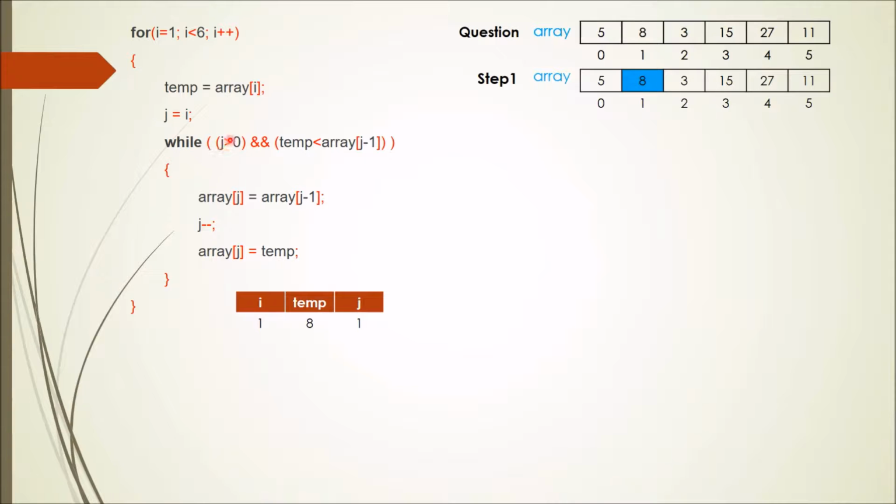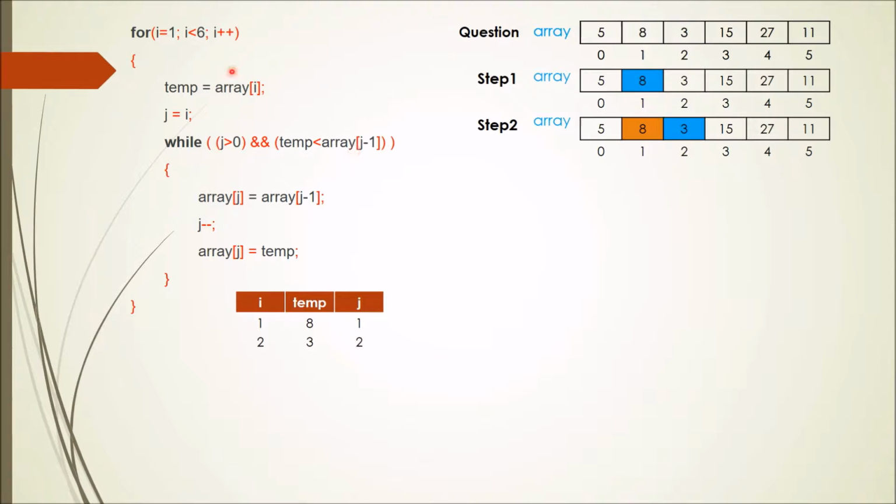While J is larger than 0, which is true, and temp, the value of 8, is smaller than array J minus 1, a value of 5, which is false. In this case, it doesn't meet the condition, so it will skip the while loop. So we will loop again in the for loop. So now our I has been increased to 2.